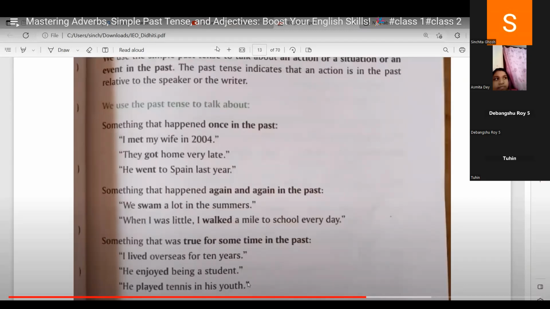Tell me an example of simple past tense which will show that something has happened repeatedly in the past. For example, like Tuhin said, in my childhood, I used to go to play every evening. So in this way, you can tell me an example.